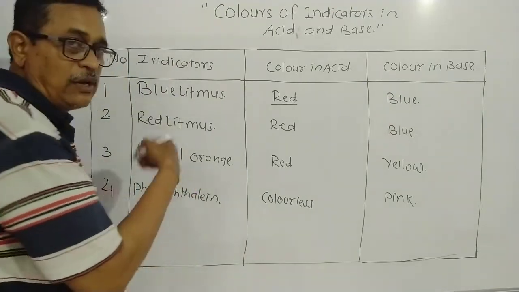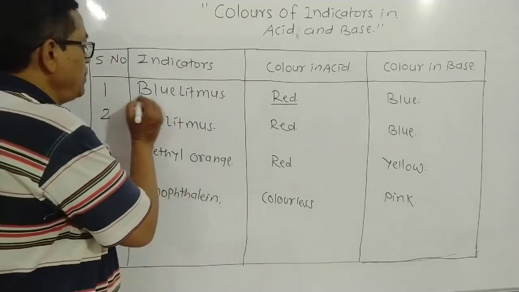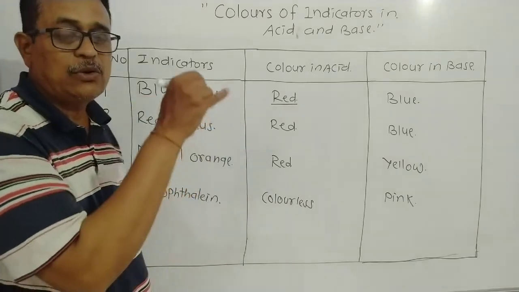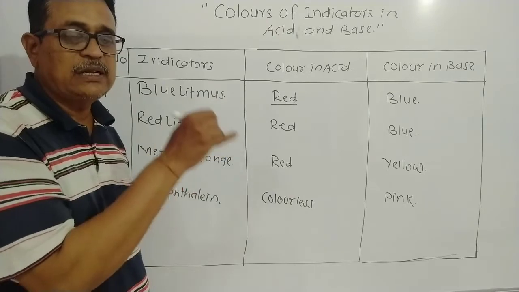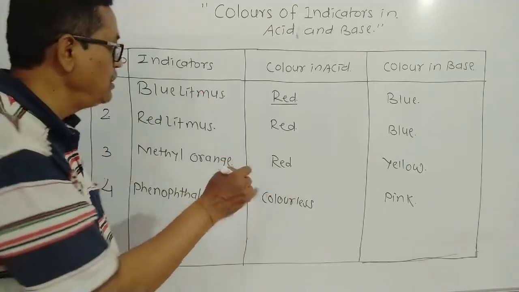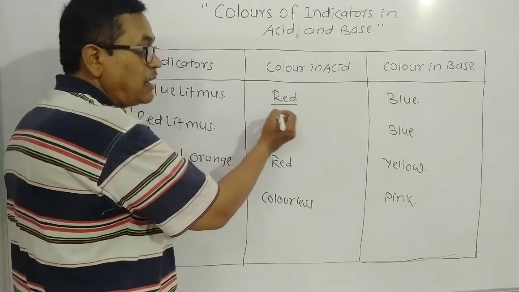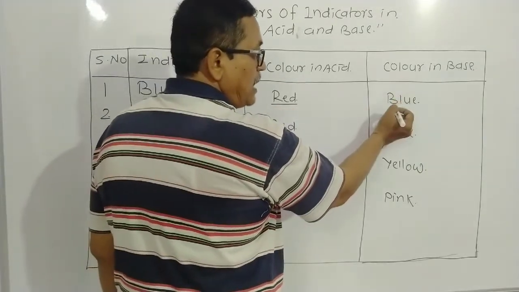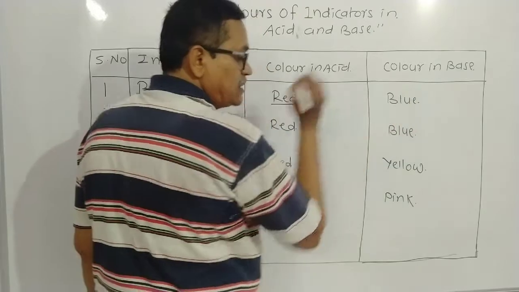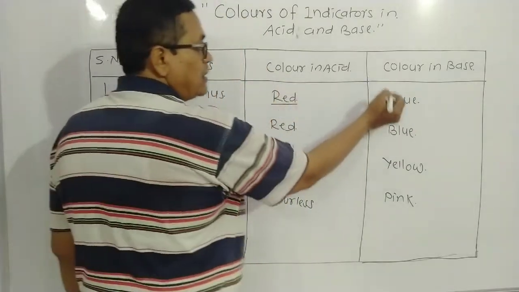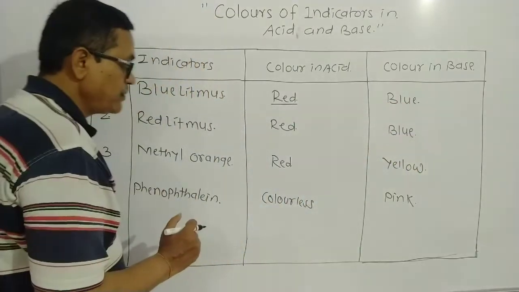In base, the color of blue litmus remains as it is. Look here, again I can explain. There is a blue litmus paper. We put the blue litmus paper in both test tubes, which contain the acid solution and the base solution. Blue litmus turns to red in acid, and in base it remains as it is, that is blue. Means blue litmus color in acid is red, and color in base remains blue.